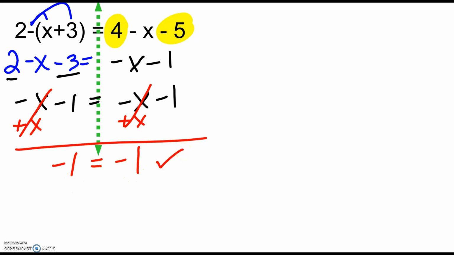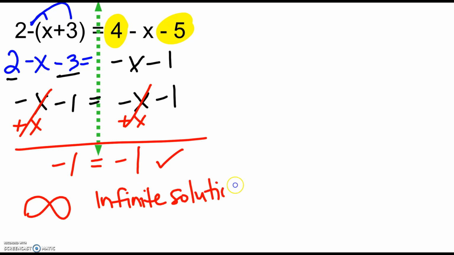And because this is a true statement and my variables canceled out, my answer would be infinite solutions, which we can write with the infinity sign, or you could write all real numbers or infinite solutions. Any of those answers would suffice. And what this means is you could choose any number and plug it into your equation for the variable, and you would end up with a true statement.